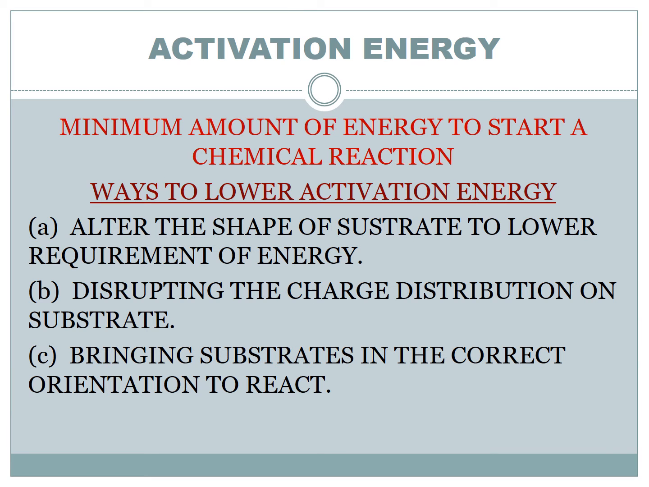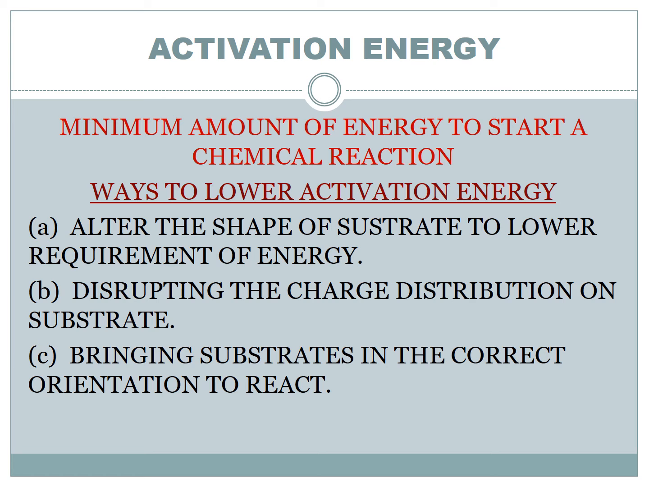Now coming to the activation energy. Activation energy is the minimum amount of energy which is used to start any chemical reaction. And there are different ways through which enzymes can lower the activation energy. Number one, altering the shape of the substrate to lower the requirement of energy. Second, disrupting the charge distribution on the substrate. Third, bringing the substrates into the correct orientation to react.